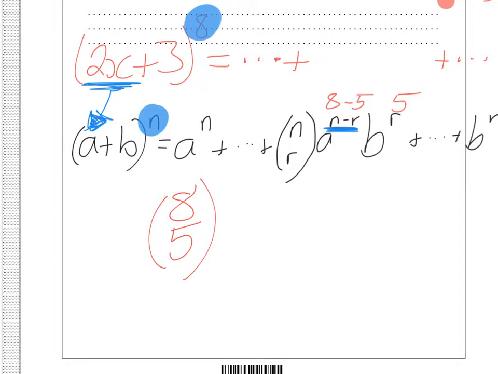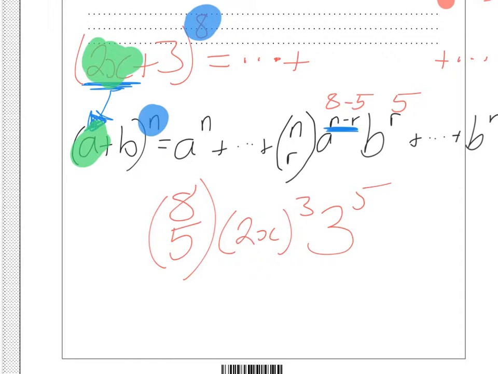Then instead of a to the n minus r, I've got (2x) cubed. And instead of b to the r, I've got 3 to the 5. I'll just make that a little bit clearer. That the a in this case is the 2x, and the b in this case is the 3. So now it's just a case of evaluating that. Your calculator will do 8 choose 5 for you. You'll find it in the math menu under probability. 8 choose 5 is 56.